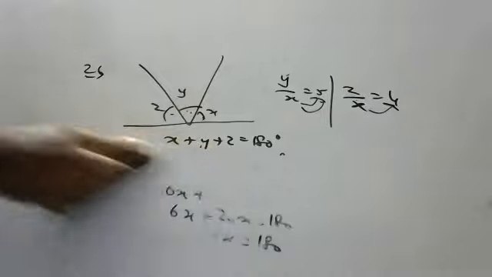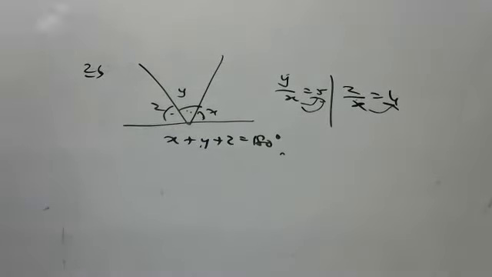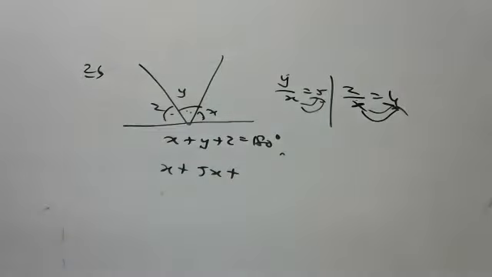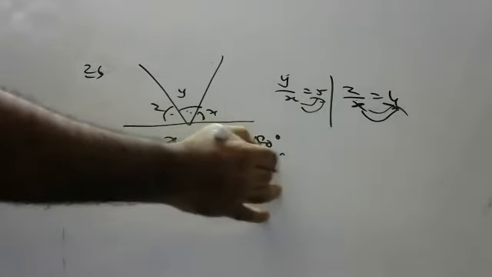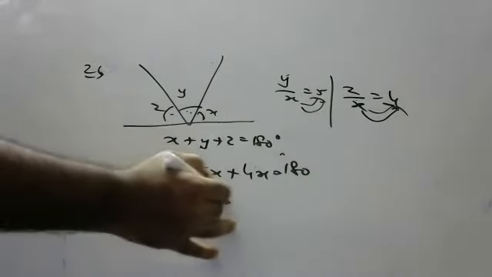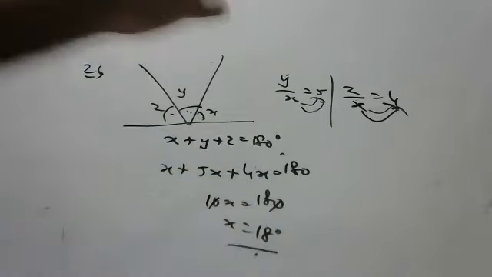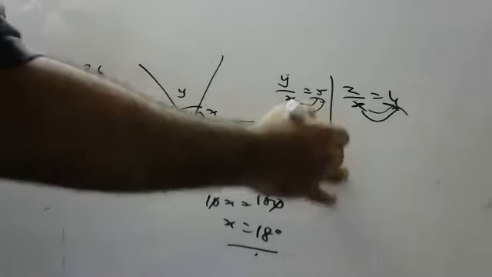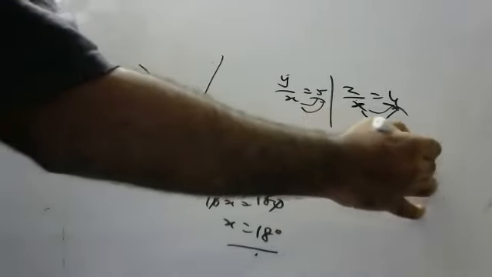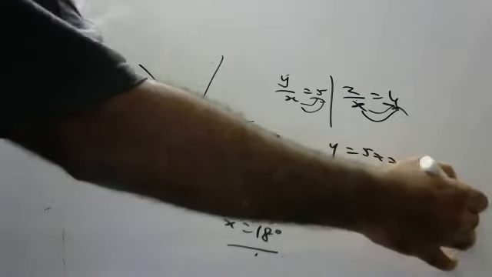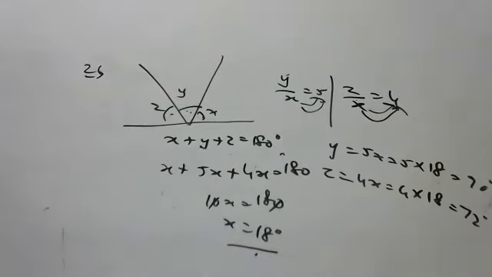Okay, children, please see here. I am putting this as z by y, children. Okay. So, children, all of you see here. x is x, y is 5x, z is 4x. x plus 5x plus 4x is 180. 10x is equal to 180. x is equal to 18 degrees. If you want y also, y is equal to 5x, so 5 into 18 is 90. If we want z also, z is 4x, so 4 into 18 is 72. Like this, you can do it any way you want, children.